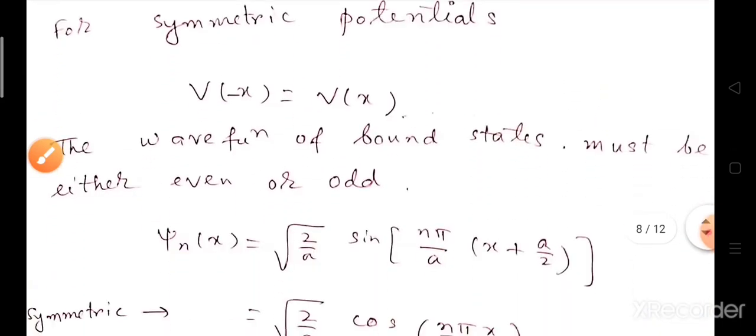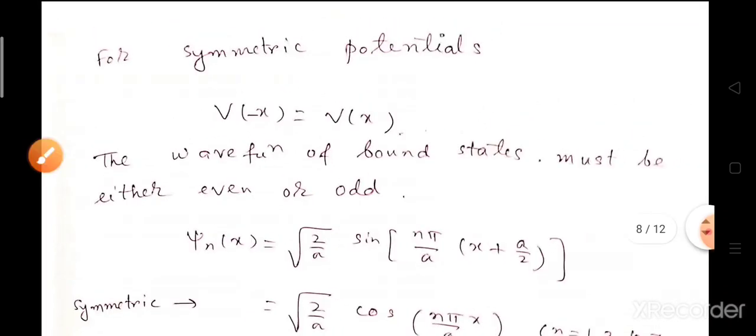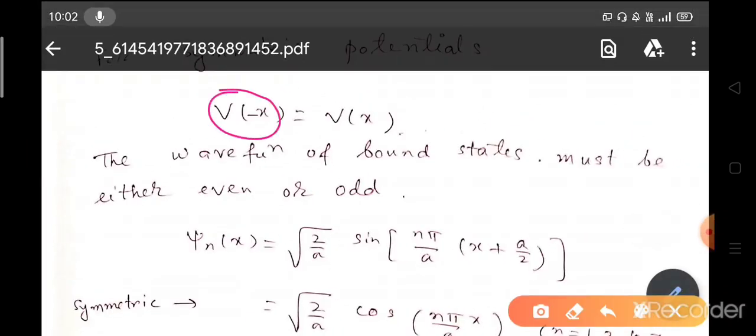Now what will be the wave function for the symmetric potential case? For a symmetric potential, the nature of the potential V(x) will be symmetric, that is V(-x) at the point minus x will become V(x). For the antisymmetric potential, V(-x) equals minus V(x). Here V(-x) is equal to plus V(x).